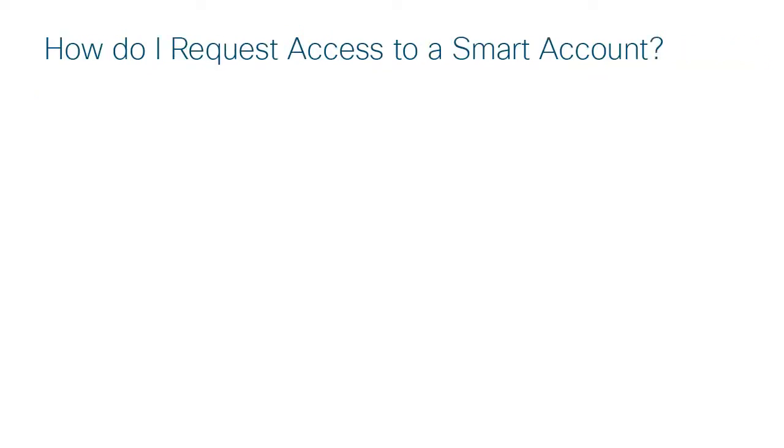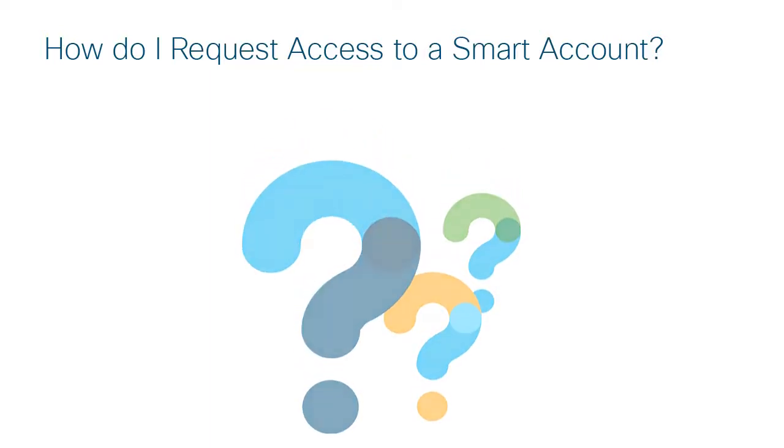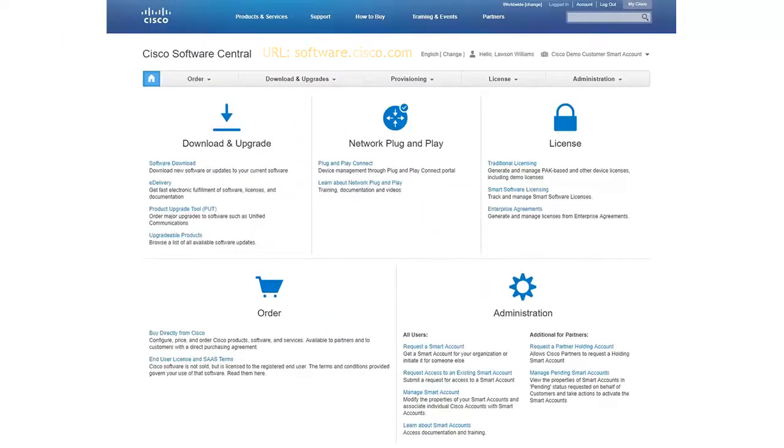So now that you understand what a Smart Account is, how do you get access? Navigate to software.cisco.com, where you can request a customer Smart Account, a partner holding account, or request access to an existing Smart Account. When you reach the Cisco website, navigate to the bottom right of the page in the administration section. Requesting a Smart Account generates an automated email to the Smart Account administrator for activation approval. After your Smart Account has been activated, you can access it by selecting Manage Smart Account.